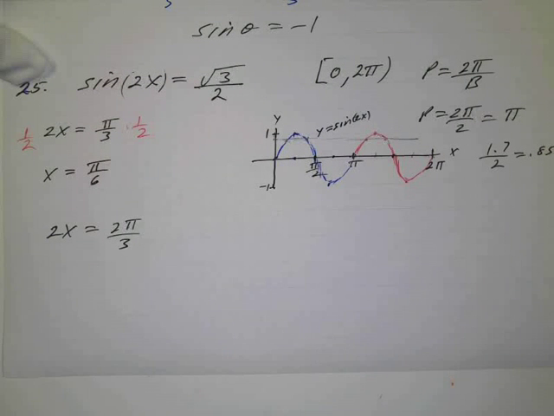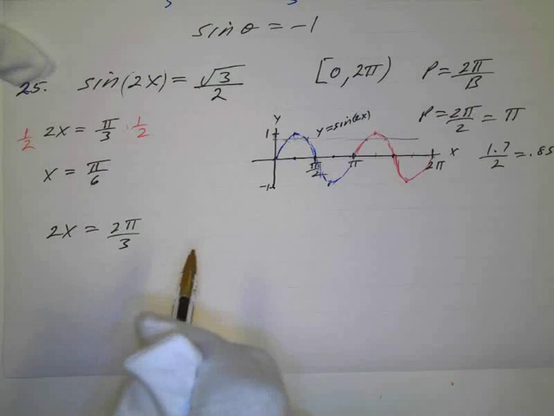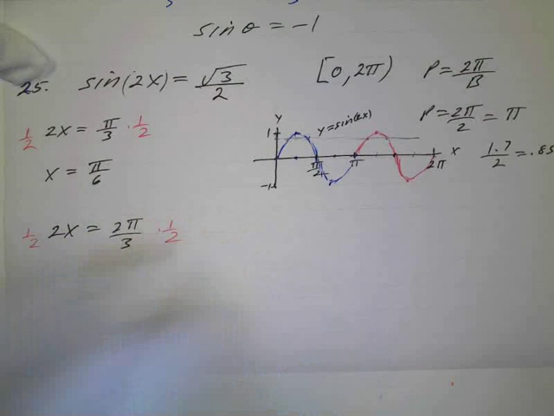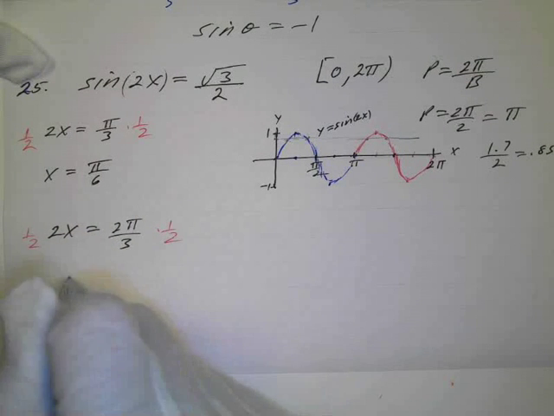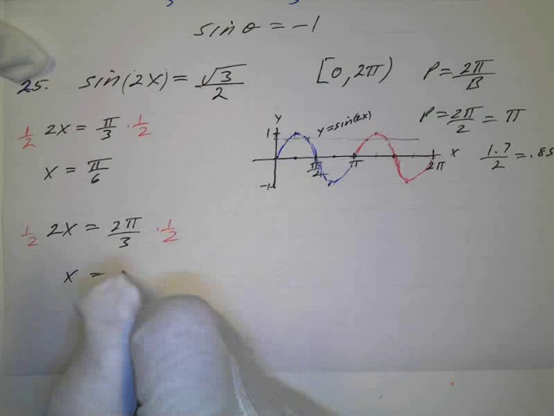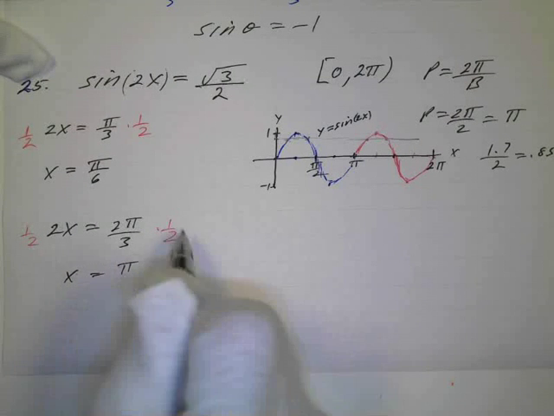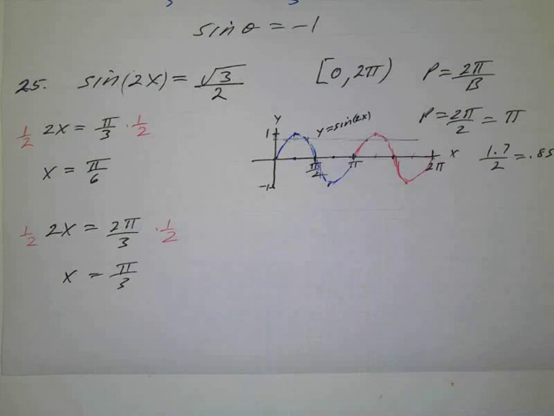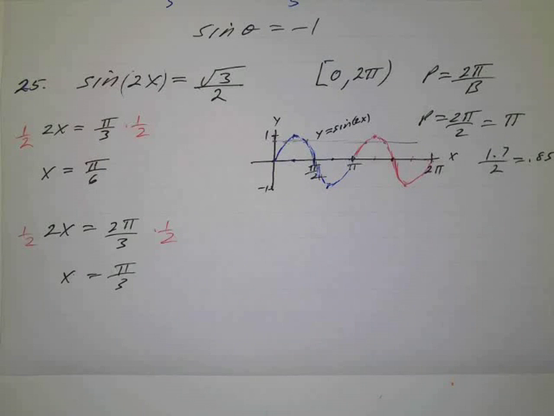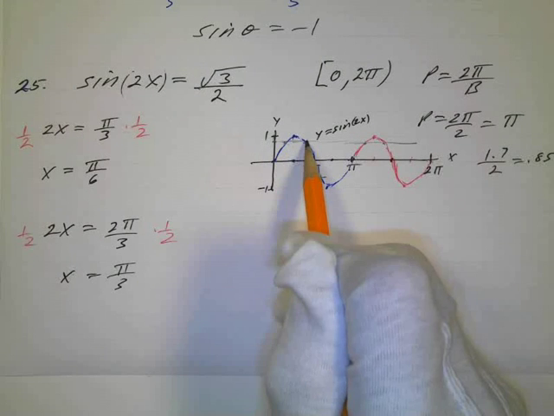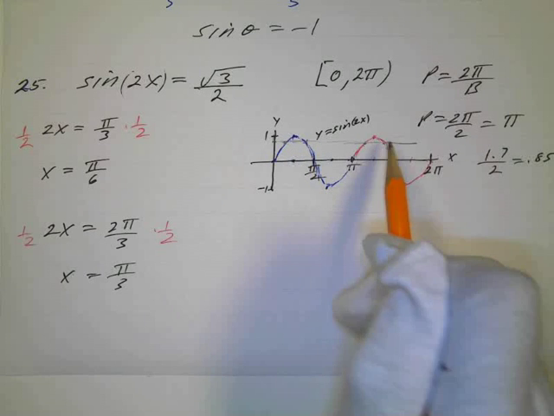And then over here, the same thing. If I multiply both sides by 1/2, I'll end up with x equals pi over 3. Okay, so these would be the solutions, and I think you can see how this makes sense. This would be pi over 6 over here, and this would be pi over 3 over here.